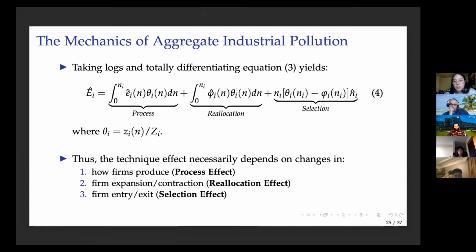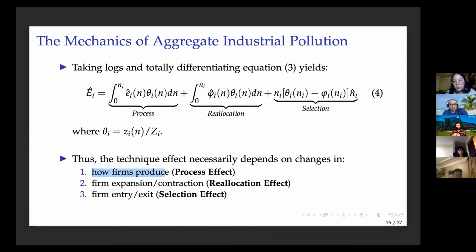And so, not surprisingly, we can do the same thing we did with the sectoral decomposition and use this to perform a decomposition at the industry level into firm level factors that contribute to this cleanup. So without getting into too much of the detail here, what we basically can see is the observed technique effect, a change in an industry's pollution intensity, can be further decomposed into a process effect, a reallocation effect, and a selection effect.